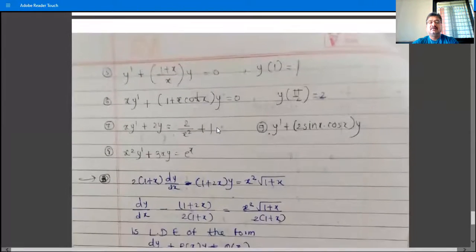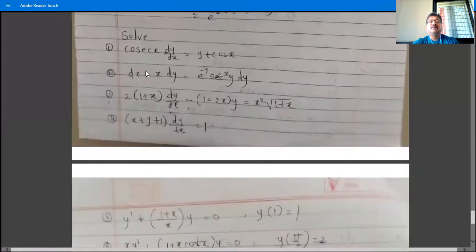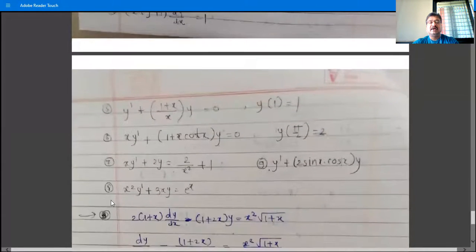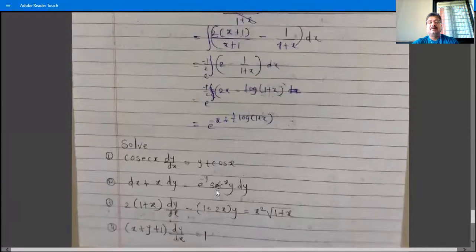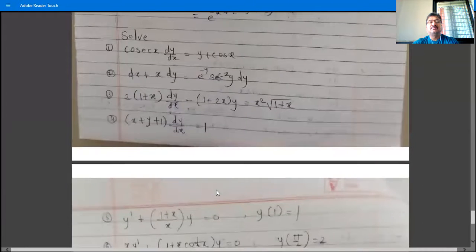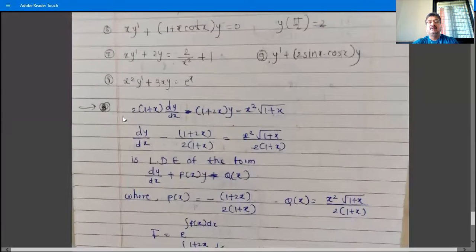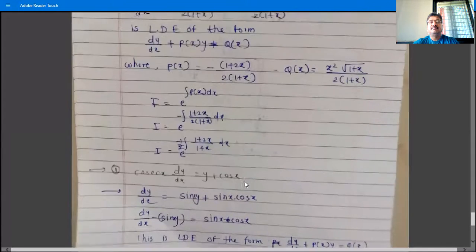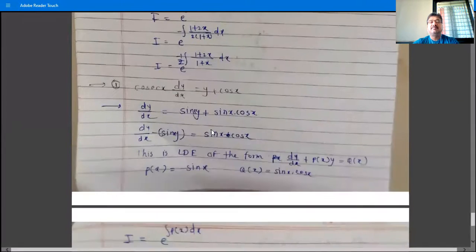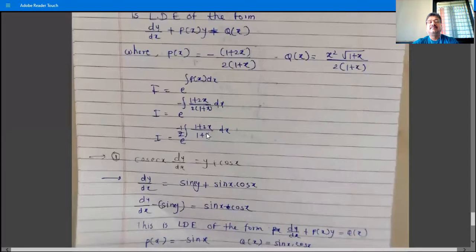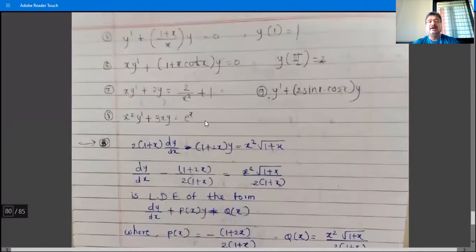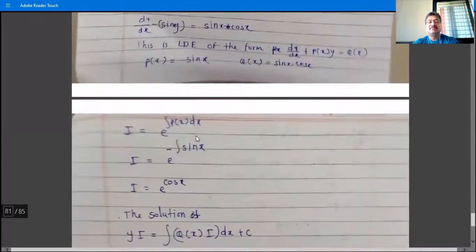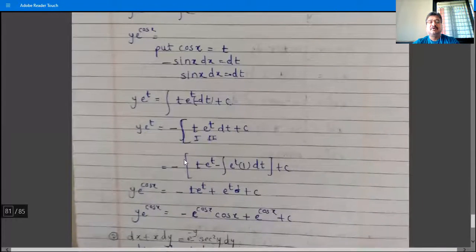So these are the problems for homework. There are in all 8 problems of this type, linear differential equations. This is the solution of the third problem. The first problem, its solution is incomplete. So we have to solve all these differential equations, and the answer of some problems is given.